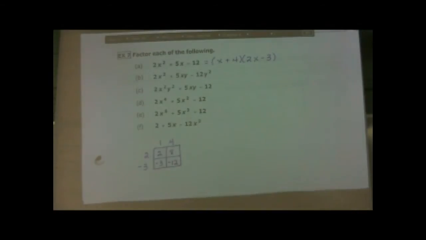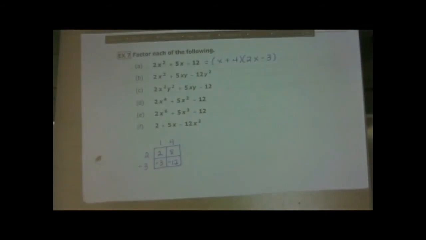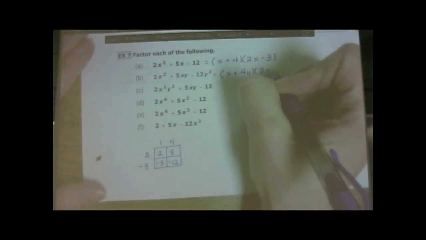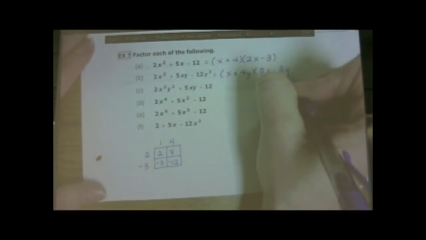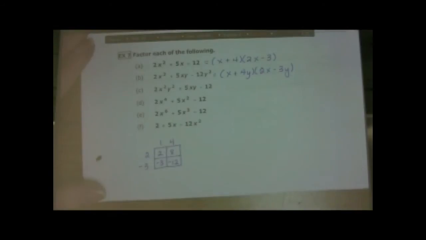All right, so my next one has the same numbers. The only difference is at the end it has a y squared and in the middle a single y. So all that means for us is that when we write out these factors, we're going to put a y here and a y here. So this is x plus 4y, 2x minus 3y.